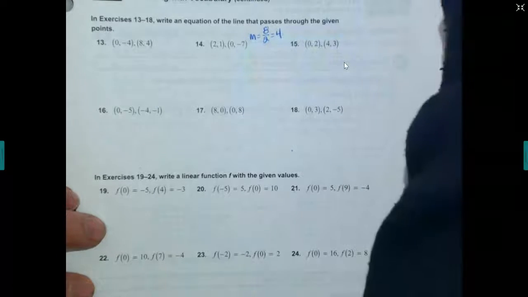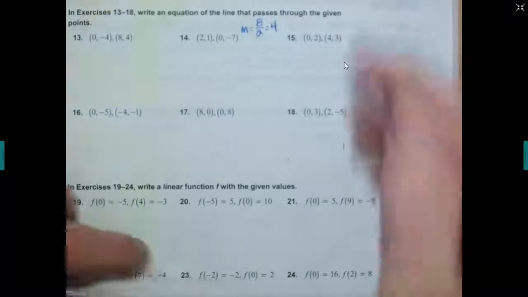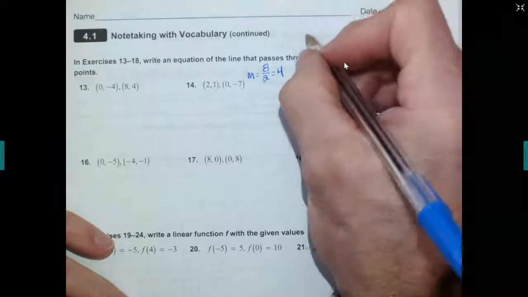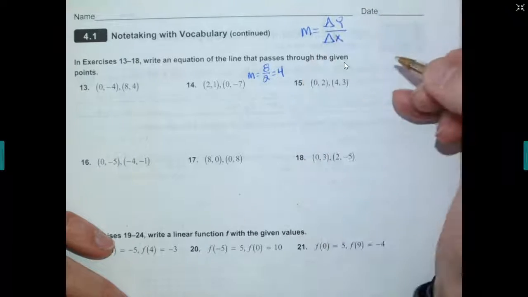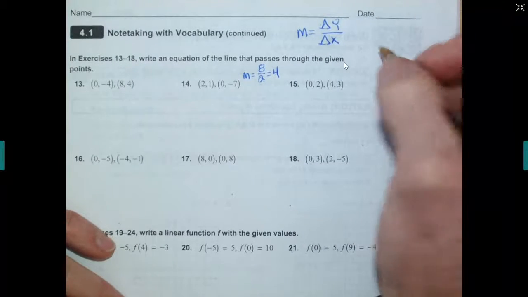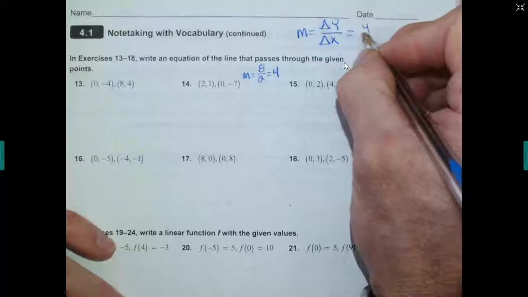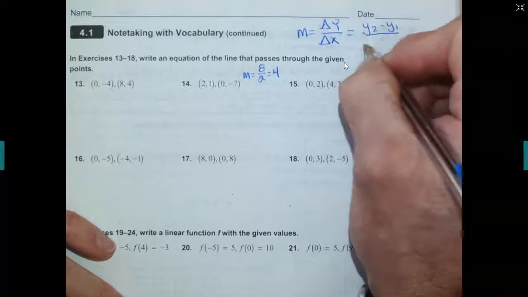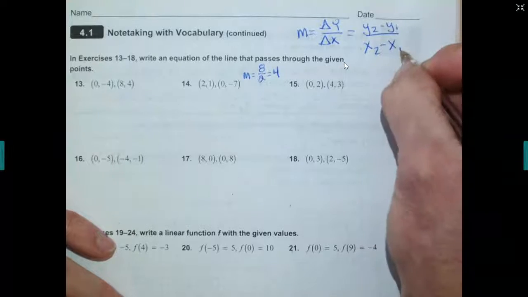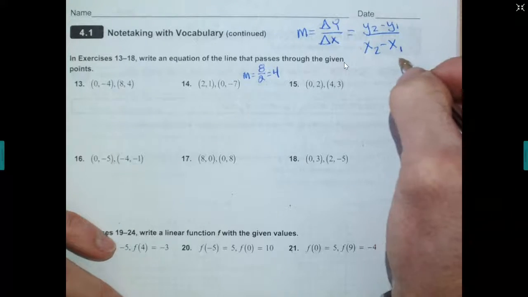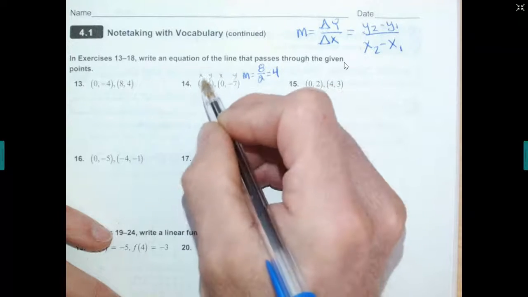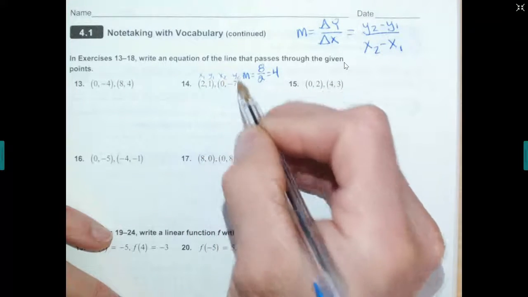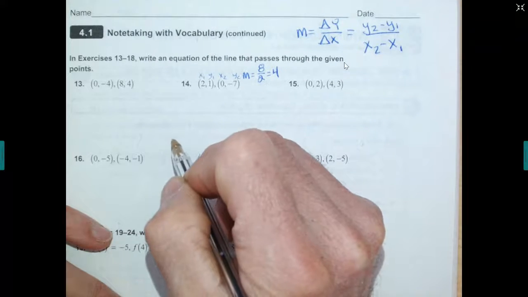So I'm going to show you one other way. Well, 2 other ways. There is the slope formula. And if you remember, slope is the change in y over the change in x. We did that last in chapter 3. So this is y2 minus y1 over x2 minus x1. So that's your slope right there. So here we have an x and a y and an x and a y. So this is x1, y1, x2, y2. If that's the easiest way to remember it, feel free.